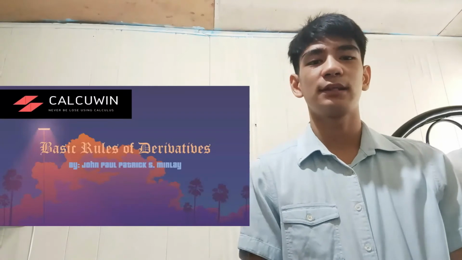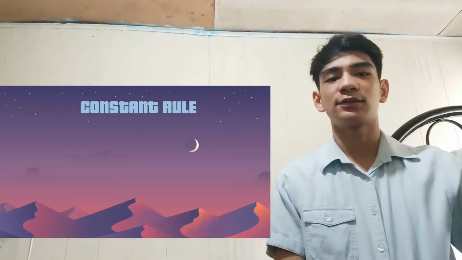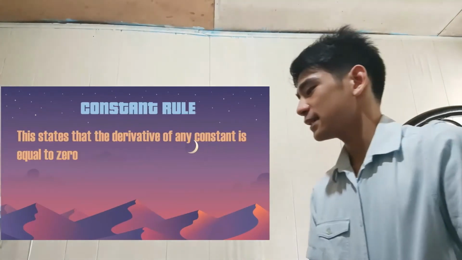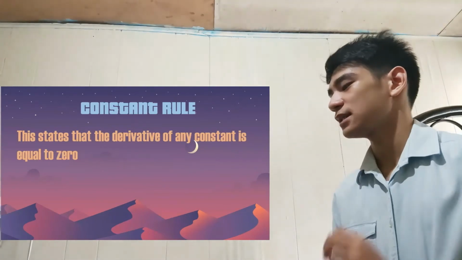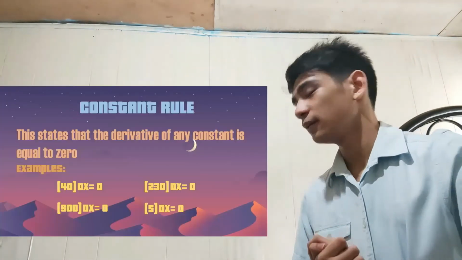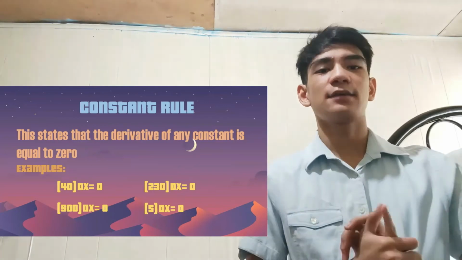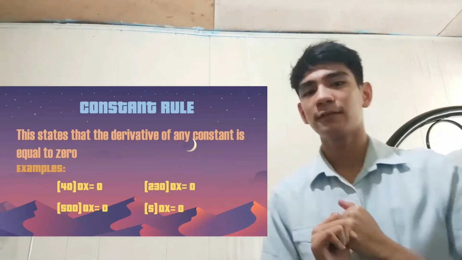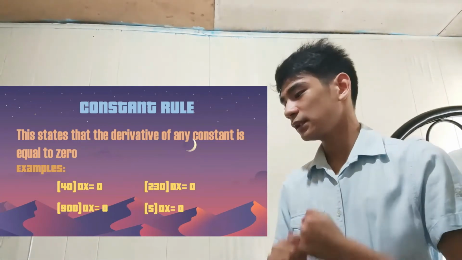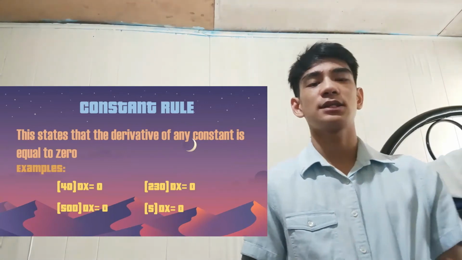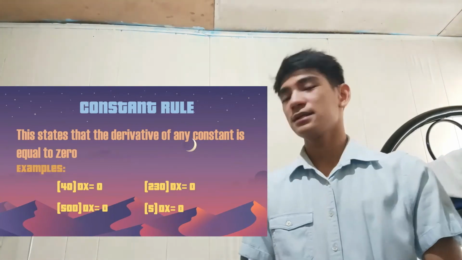Hi, I am Patrick Minlay and I will be discussing the basic rules of derivatives. The first rule is the constant rule. This rule states that the derivative of any constant is equal to 0. For example, the derivative of 40 is equal to 0. The derivative of 500 is equal to 0. The derivative of 230 is equal to 0. And the derivative of 5 is equal to 0.